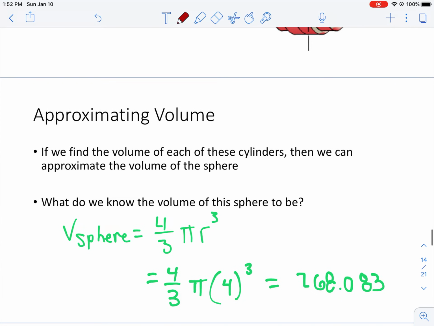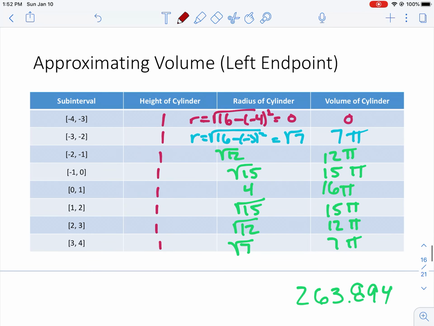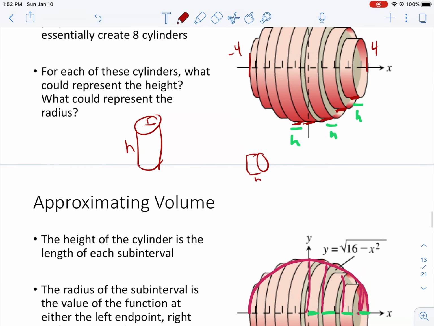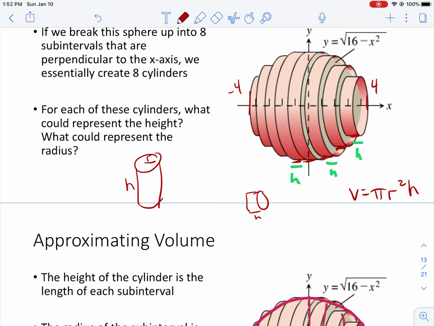The other thing that's important for us to remind ourselves is that if we are looking at the volume of a cylinder, sorry, I'm skipping around here. The volume of a cylinder is pi r squared times h. So what do I need to find the volume of each one of these slices? I need to find their radius and their height.